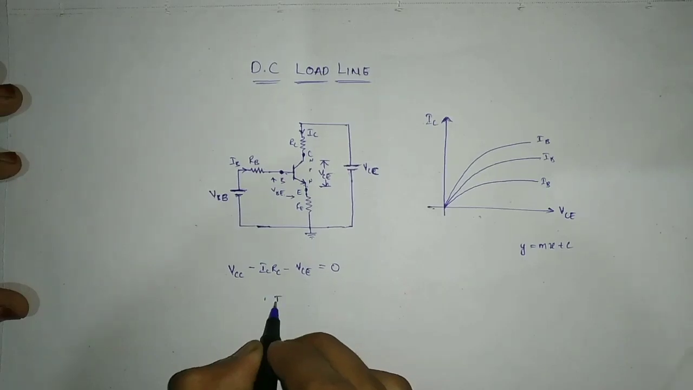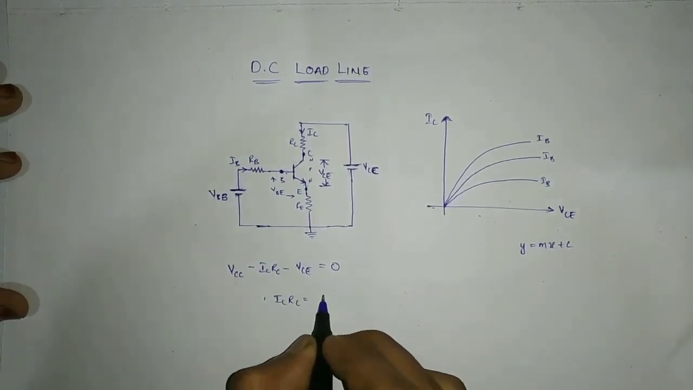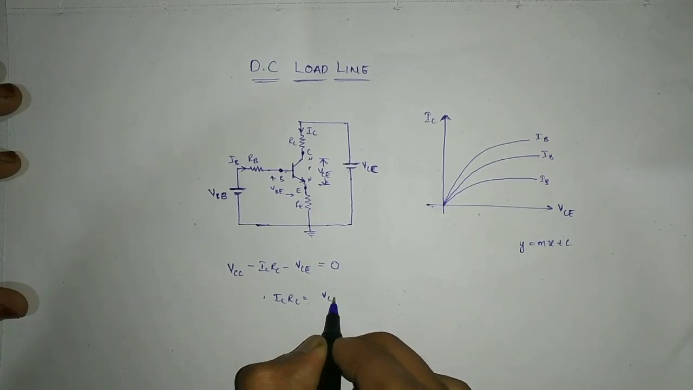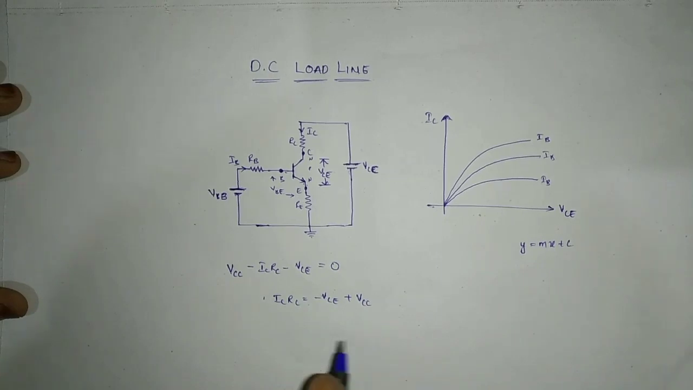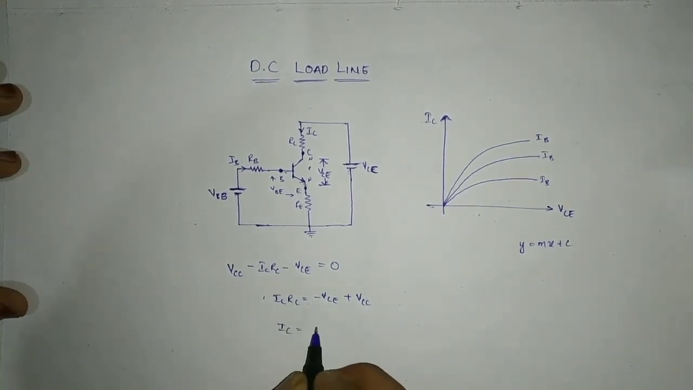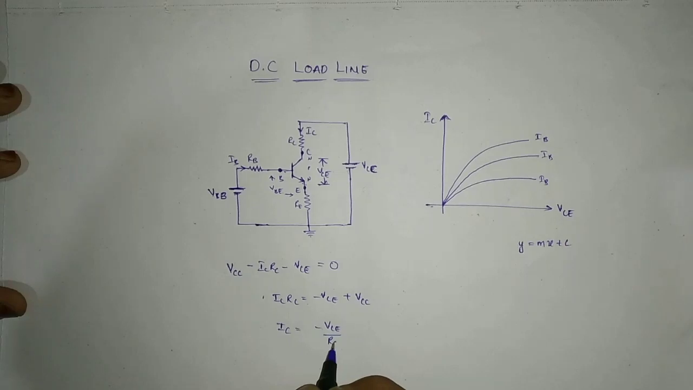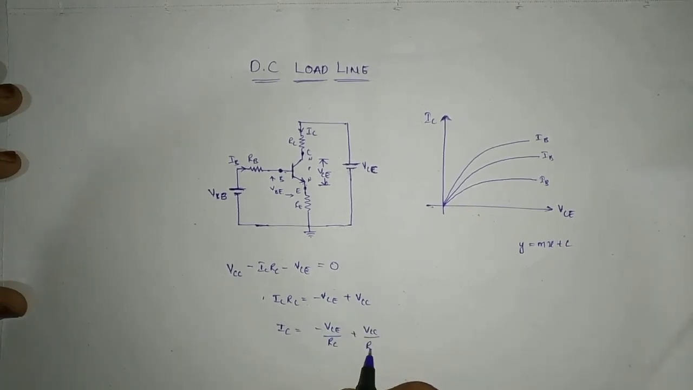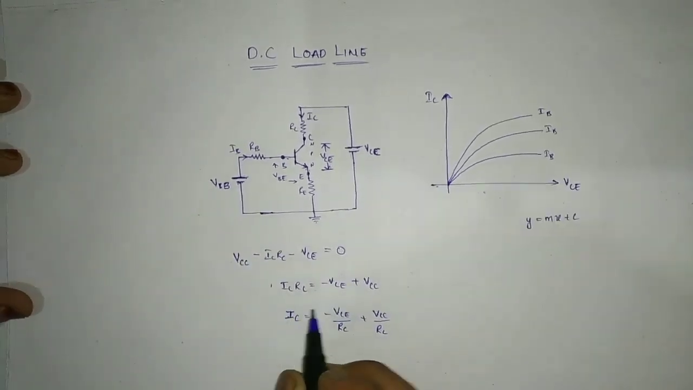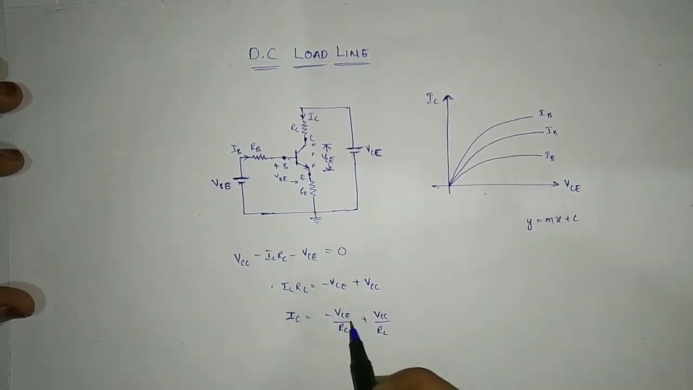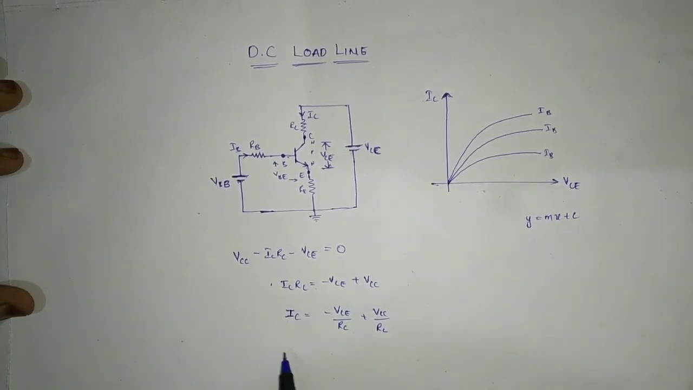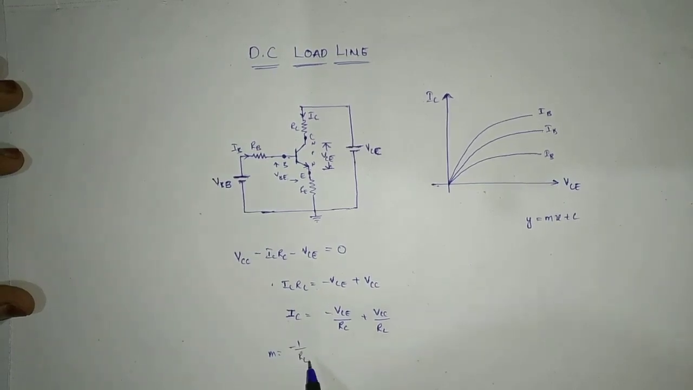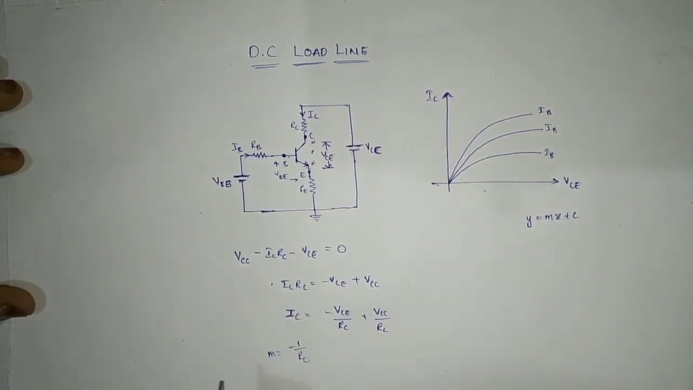So ICRC is equal to minus VCE plus VCC. IC is equal to minus VCE by RC plus VCC by RC. IC is y and VCE is x. This equation is in the form of y is equal to mx plus c. Here the slope m is equal to minus 1 by RC. This is the slope of this equation.